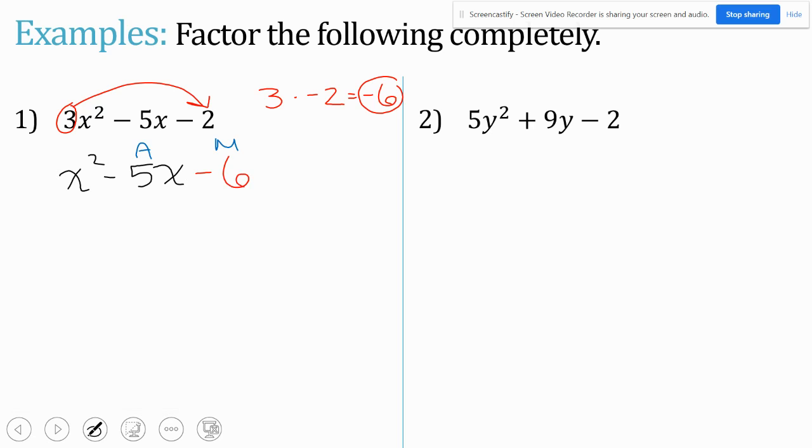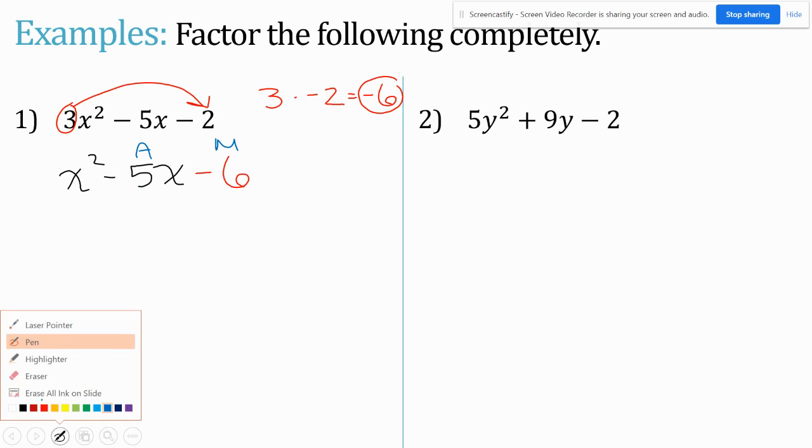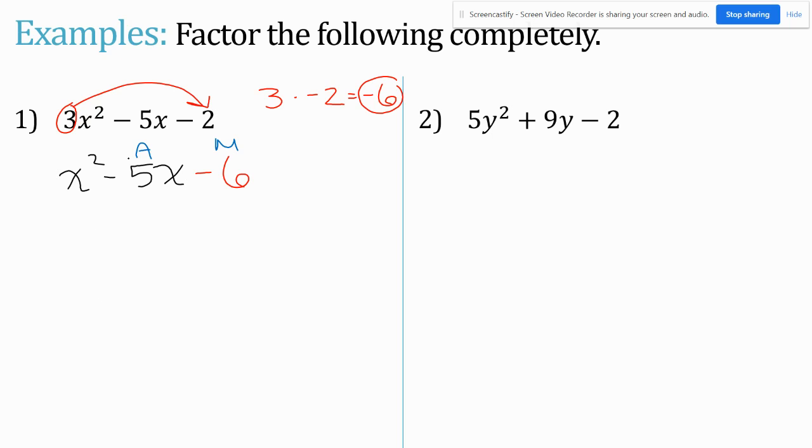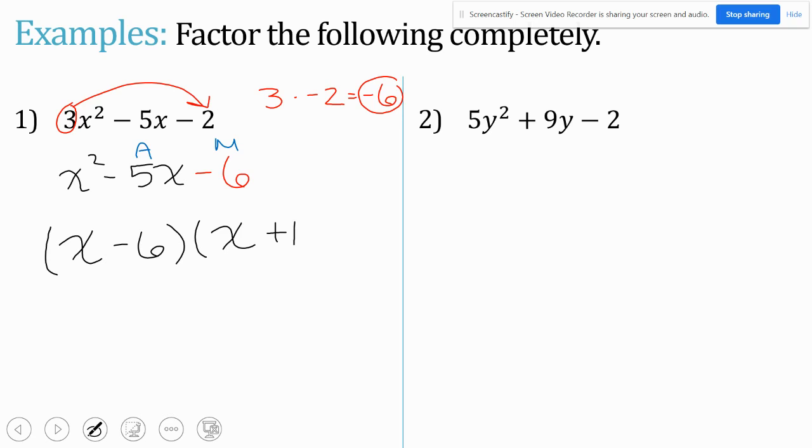Two numbers that when I add them, they give me -5. When I multiply them, they give me -6. Now our C value is negative, so that tells me that my factors are going to have opposite signs. And the larger one is going to be negative because my B value is negative. So two numbers that when I add them, they give me -5, and when I multiply them, I get -6, are -6 and +1. If you need to, create the table like we talked about in the last slide. That's totally fine. These take a little bit getting used to. You might not be able to do them in your head right away, so please take the time to do that. So now we factored.